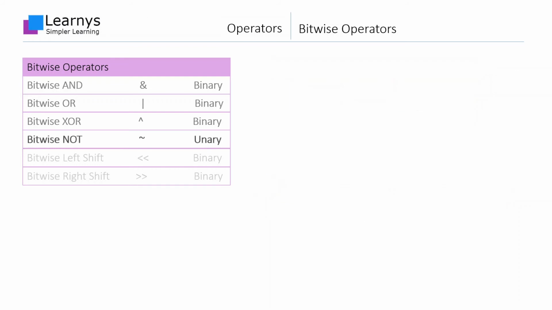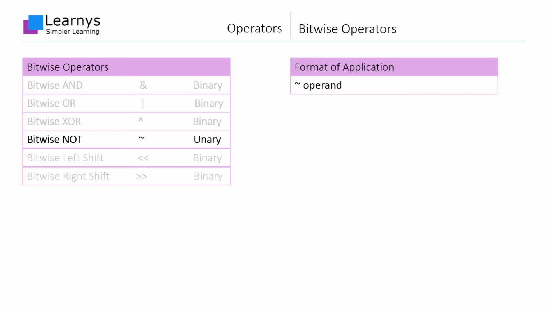The next bitwise operator to be discussed is the bitwise NOT operator. It is a unary operator, which means it will require only one operand to perform. This is the general format of its application. Like other bitwise operators discussed so far, this operator also works with the bits of the operand. This operator works by examining each bit of the given bit sequence and generating a bit which is the opposite of the bit being examined.